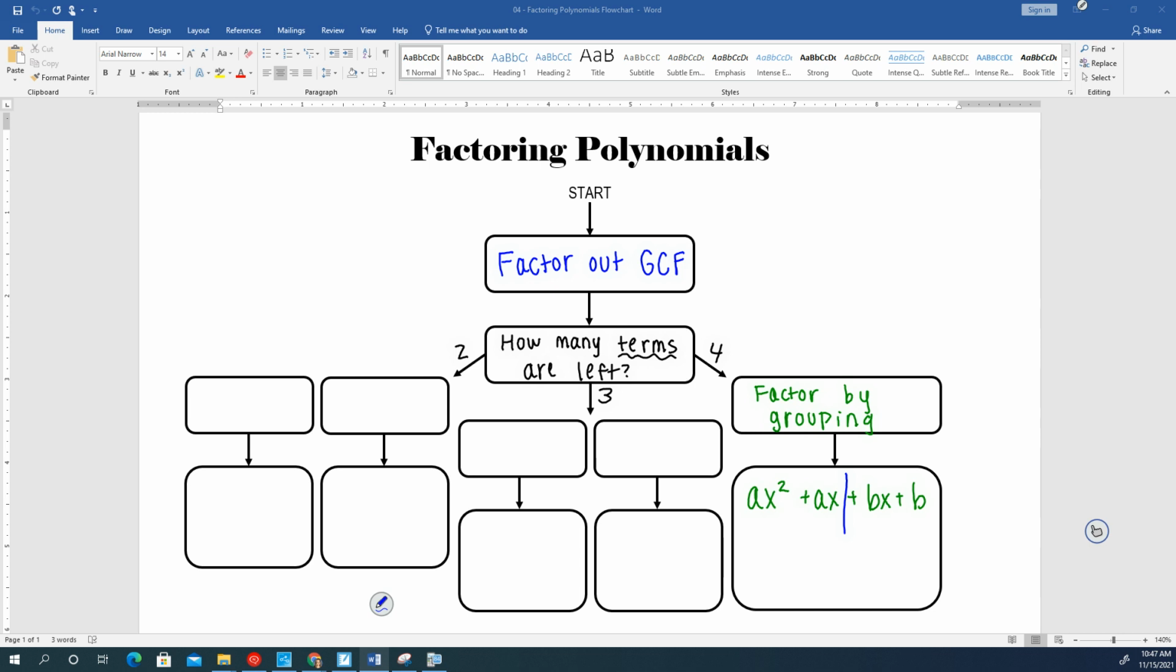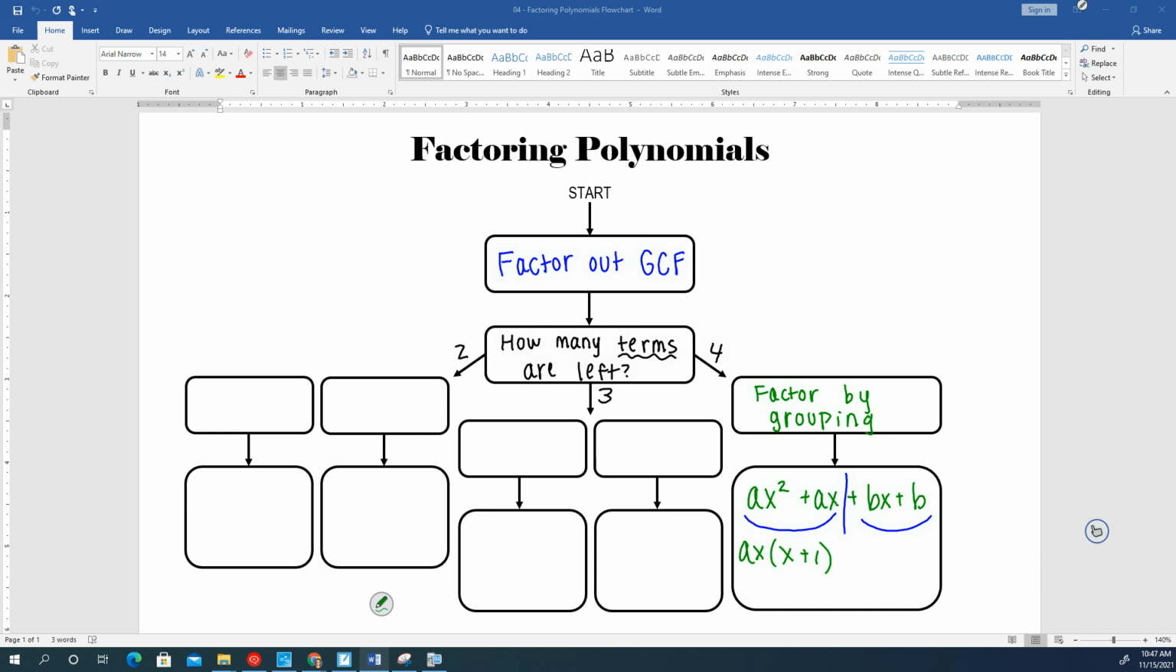So I group them like this. The first 2, I group like this, and the second 2, and you're just going to factor out the GCF of each group. Okay? So looking at my first group of ax squared and ax, what do they have in common? Ax, right? So we're essentially ignoring this second group. I could factor out an ax. Here I would be left with x. And if I factor out this whole ax, I have to leave behind a plus 1.